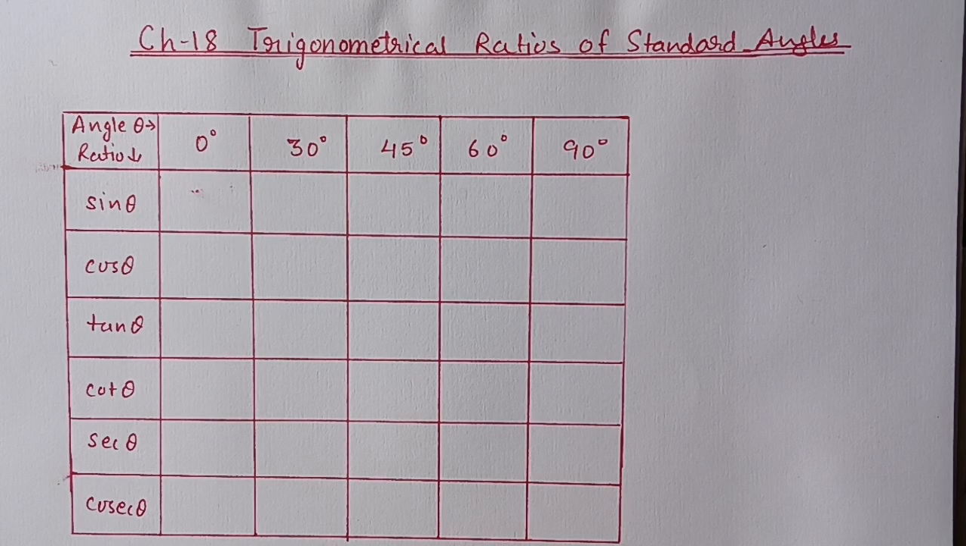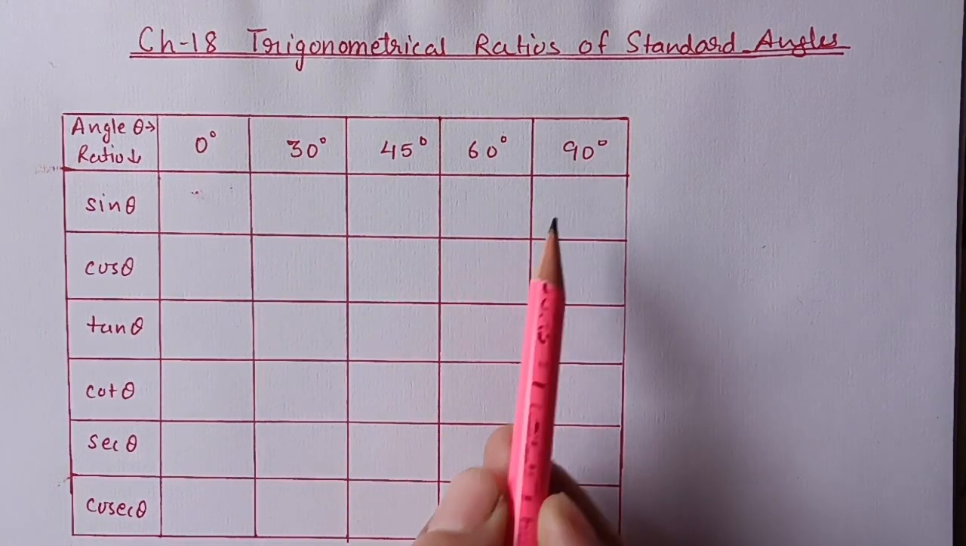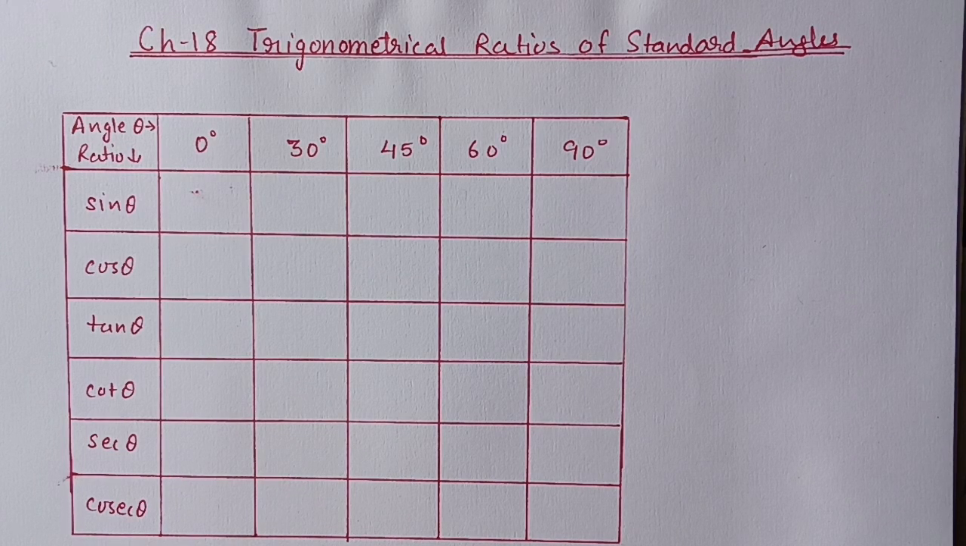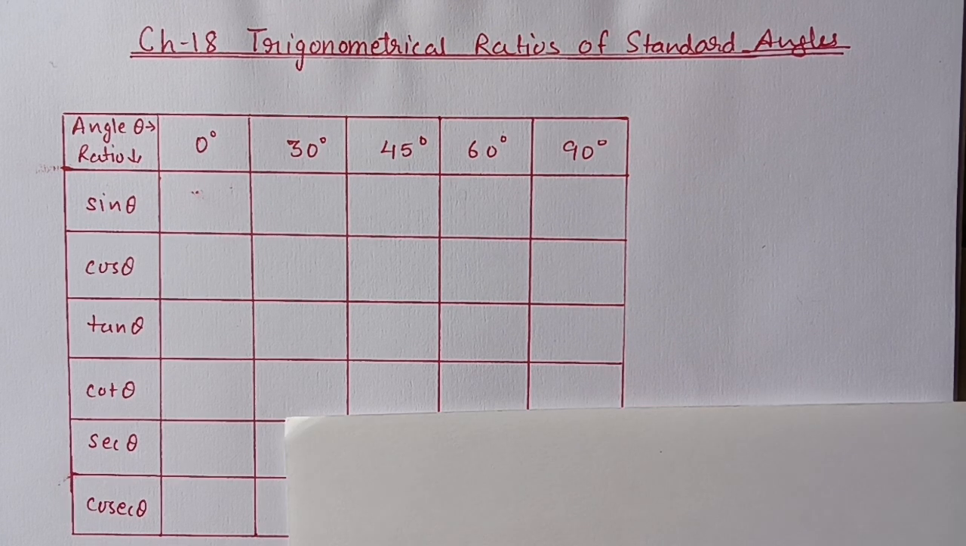Hello students, from this video we are starting chapter number 18, trigonometrical ratios of standard angle. We have a total of 5 standard angles: 0 degree, 30 degree, 45 degree, 60 degree and 90 degree. For these 5 angles you have to learn the values for all the ratios, or you can learn how to make this table. So with the help of that also you can learn all these values. So I will tell you how to make this table.